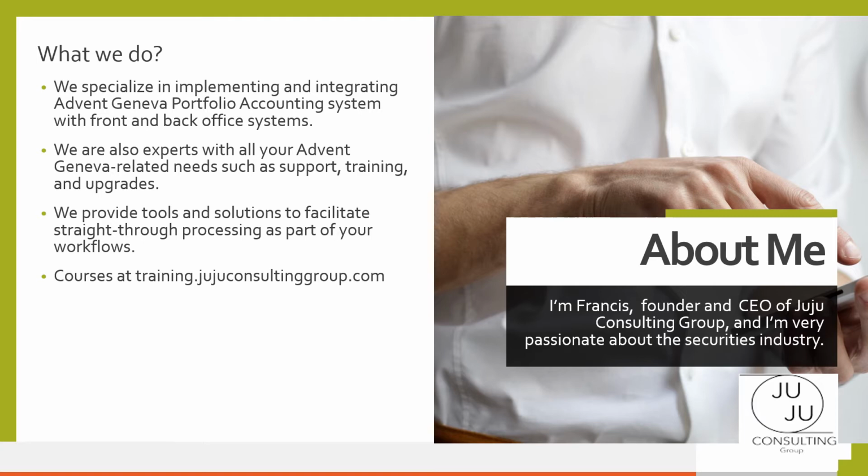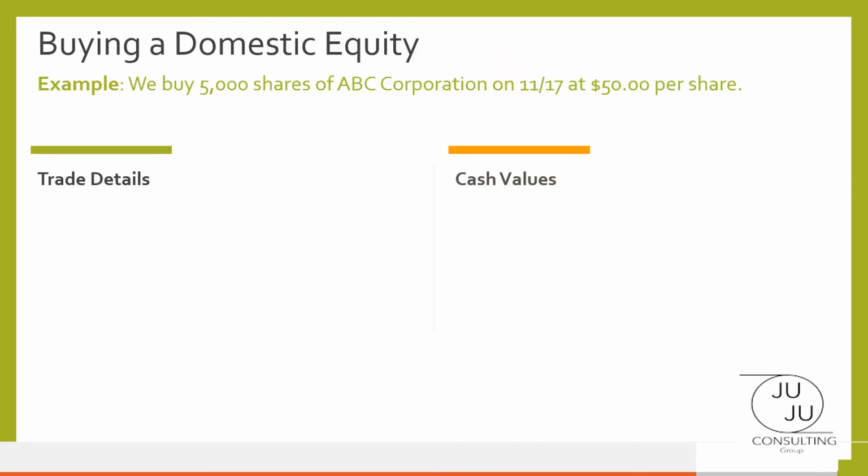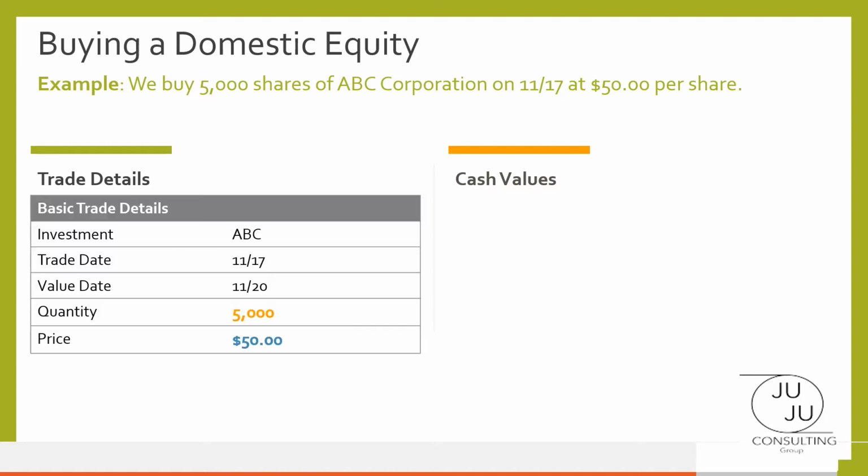Okay, so with that out of the way, let's talk about the process of buying a domestic equity. And I think the best way to do that will be to go through an example. Here's our first example. We buy 5,000 shares of ABC Corporation on November 17th at $50 per share. The first step that we have to do is to enter our trade details. As you can see from the table, we entered all the components of the trade details that will help us in generating the journal entries.